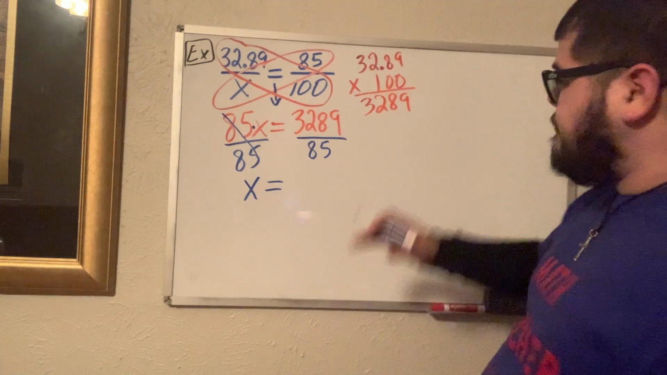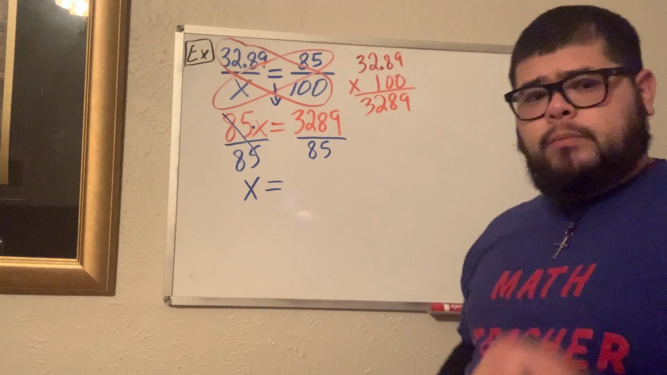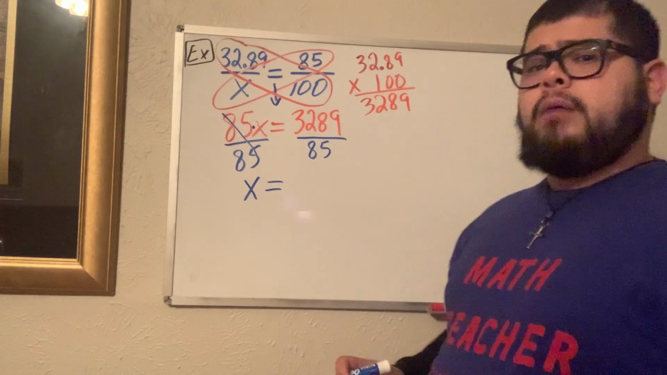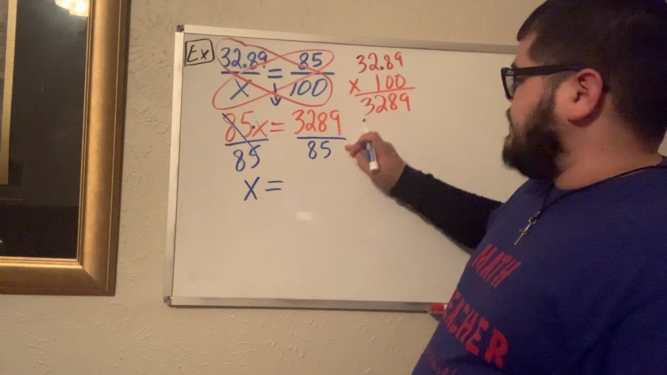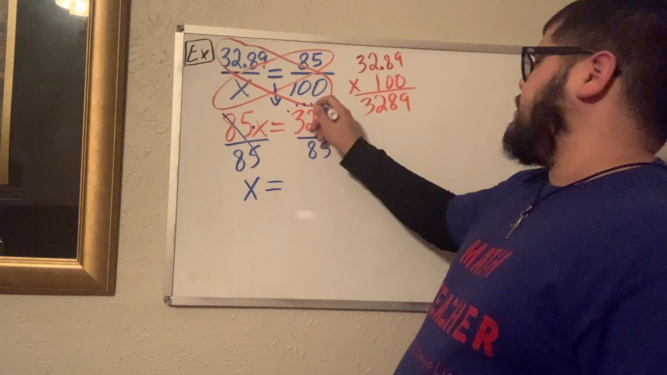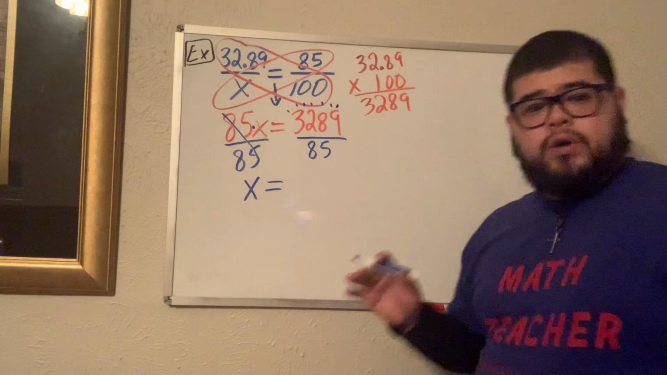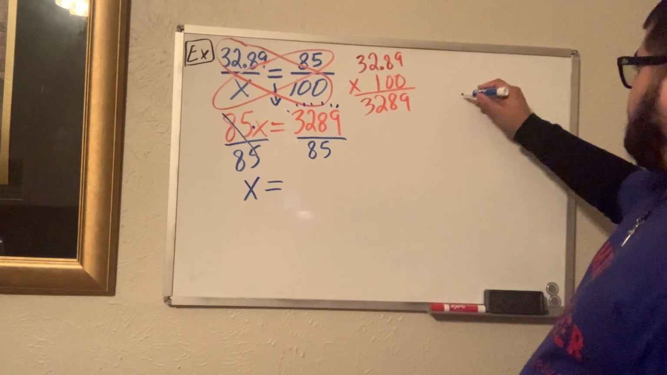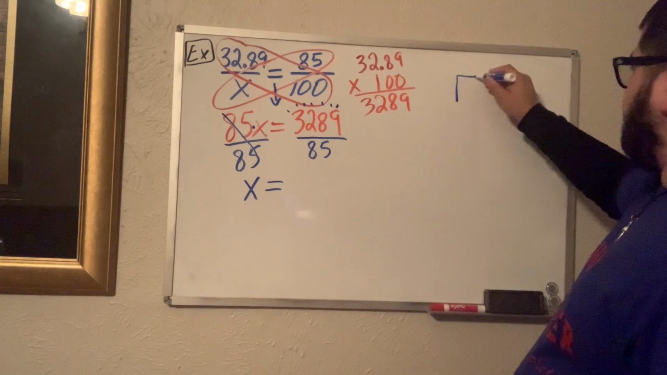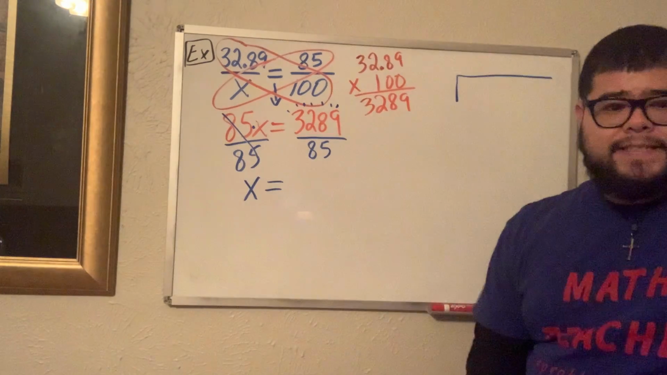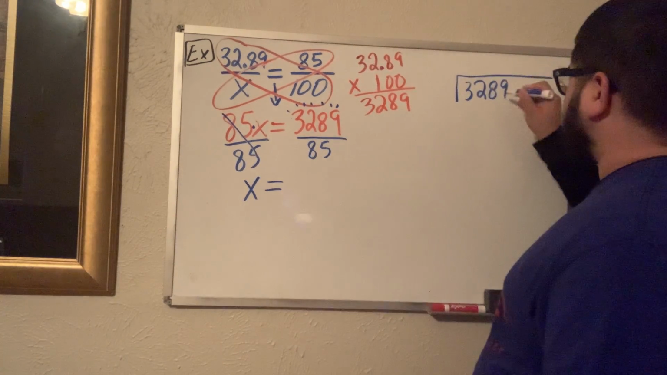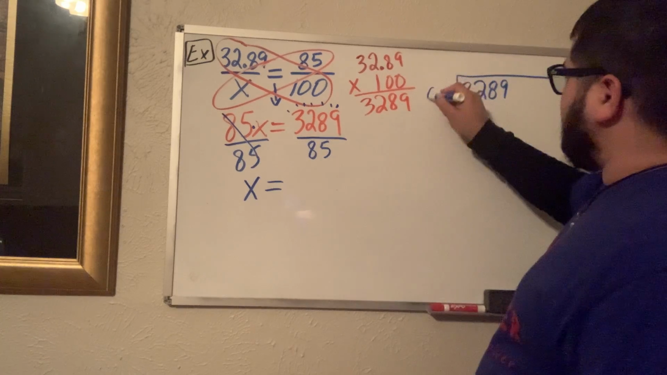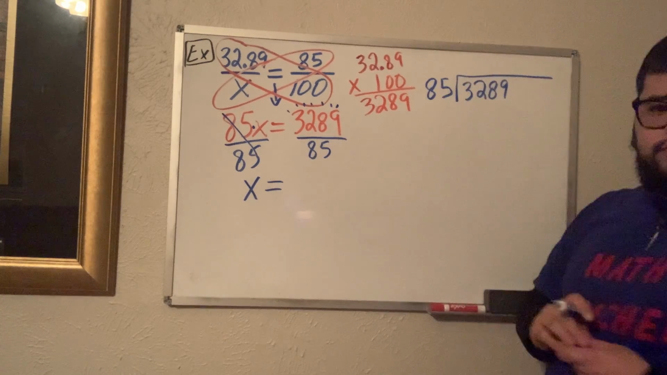And now to figure out the regular price for the electric drill that Pablo bought, we have to do 3,289 divided by 85. 3,289 is getting rained on. Where does it want to go? Inside, right? 3,289, and 85 is the one on the outside.